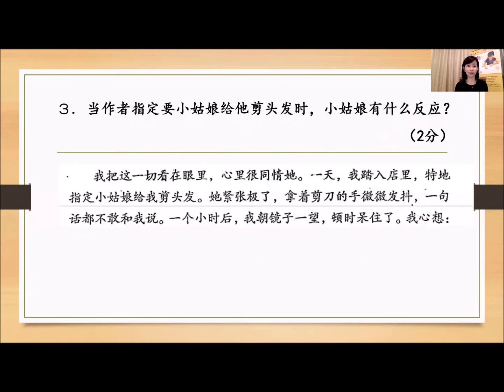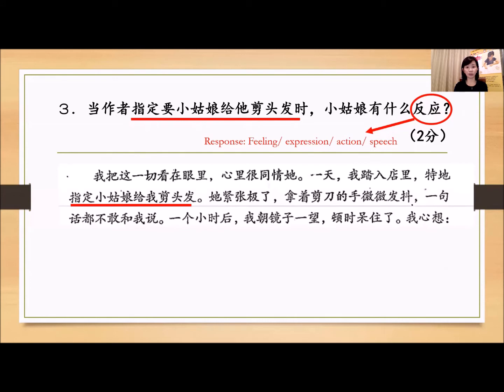So now let's look at the third type of questions. 当作者指定要小姑娘给她剪头发时，小姑娘有什么反应？好，所以 these are the keywords. 指定要小姑娘给她剪头发。We can find these keywords from the passage itself. Alright, so 反应 refers to what? It's the response. It can refer to feelings, expression, action, speech, and even sometimes thoughts. Alright, these are the reactions that the person has after something happened.